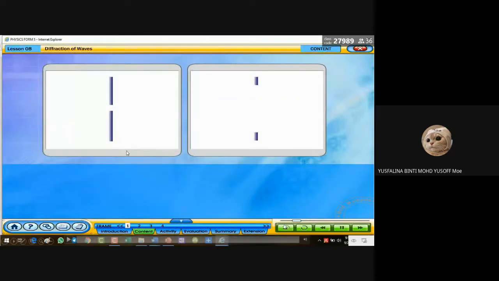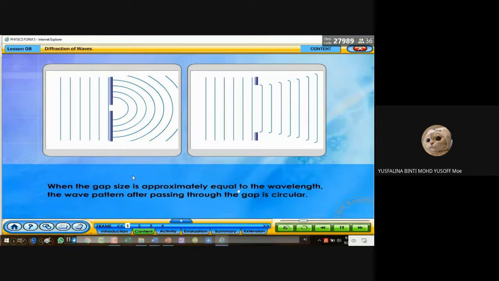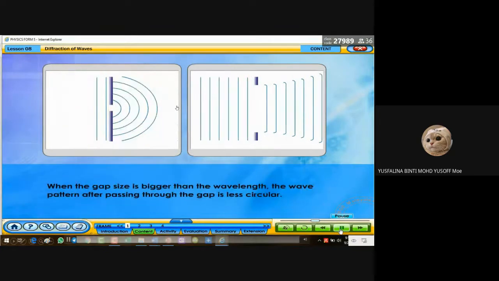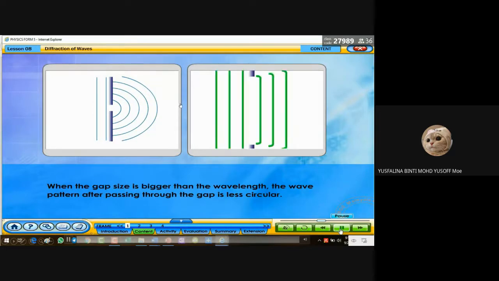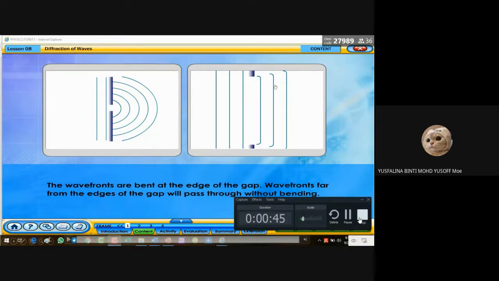When the gap size is approximately equal to the wavelength, the wave pattern after passing through the gap is circular. When the gap size is bigger than the wavelength, the wave pattern after passing through the gap is less circular.